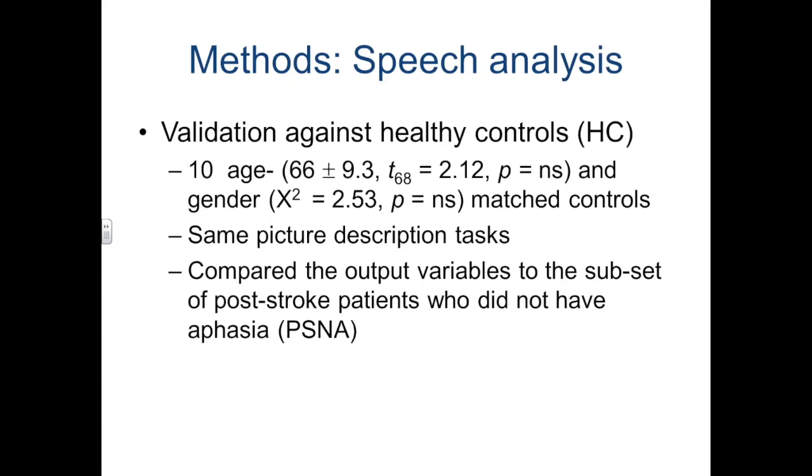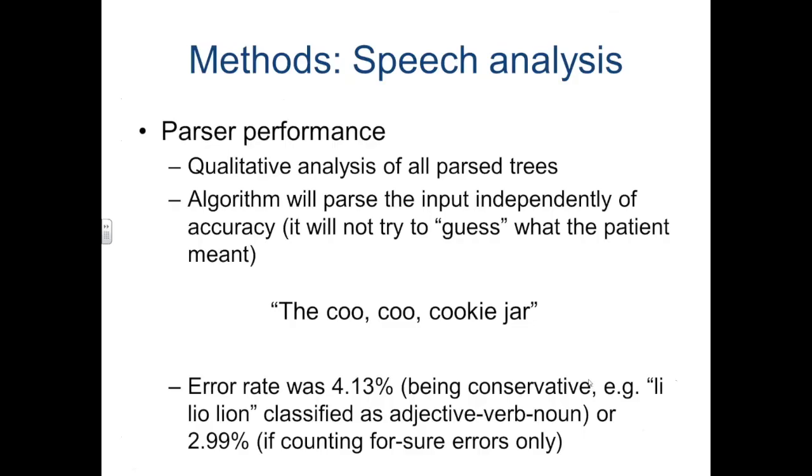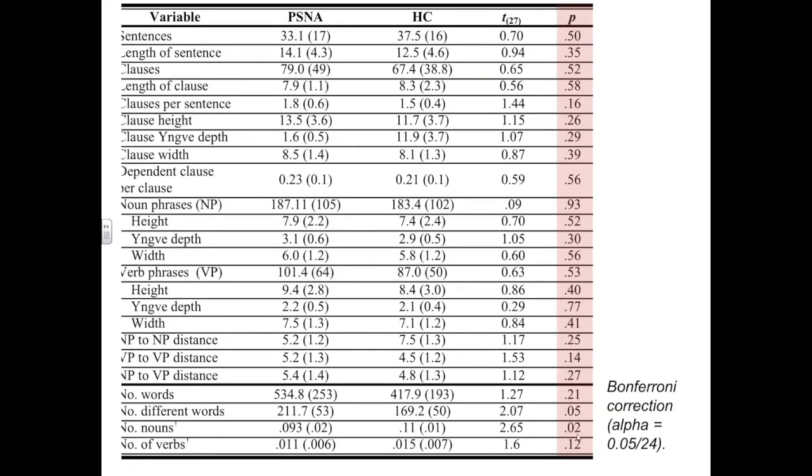And so you'll see that after correcting for Bonferroni, there are no significant differences for any of the 20 syntax features that we had derived. And so, oops, I'm sorry about that. So for us, this was important because at least whatever output we were getting for these patients that did not have aphasia was comparable to the output that we were getting for healthy controls who had not even had a stroke.